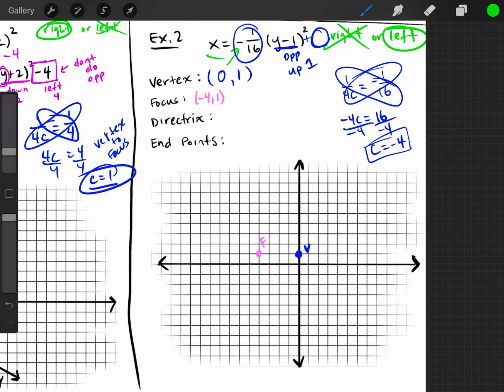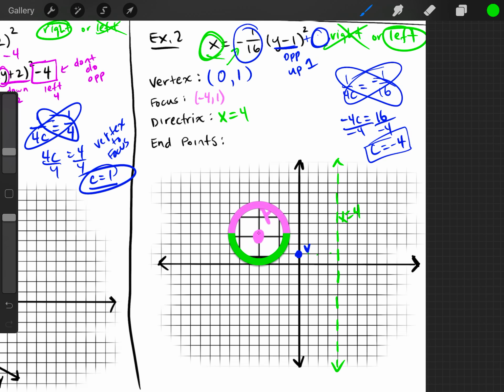Again, we can find our directrix by doing the exact opposite of what we just did. From the vertex, we're going to go right 1, 2, 3, 4. That is a line just like that. Again, it's x equals because it's opening left or right, and our equation is x equals for our directrix. This one's specifically at x equals 4 because it's to the right 4.